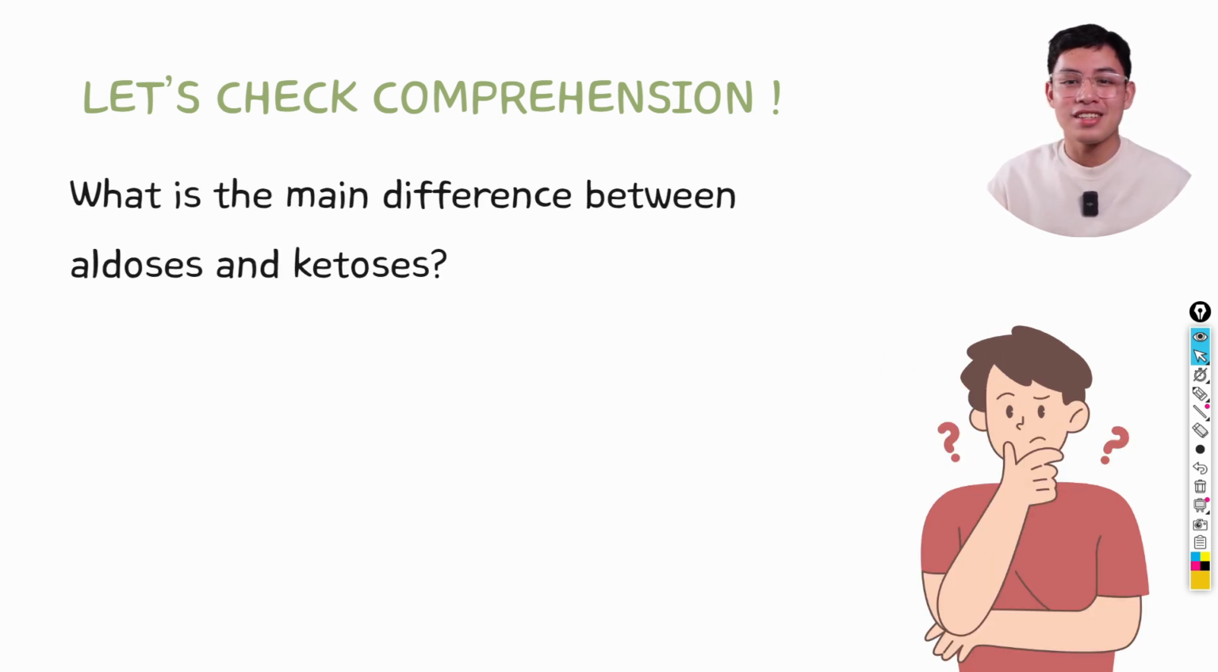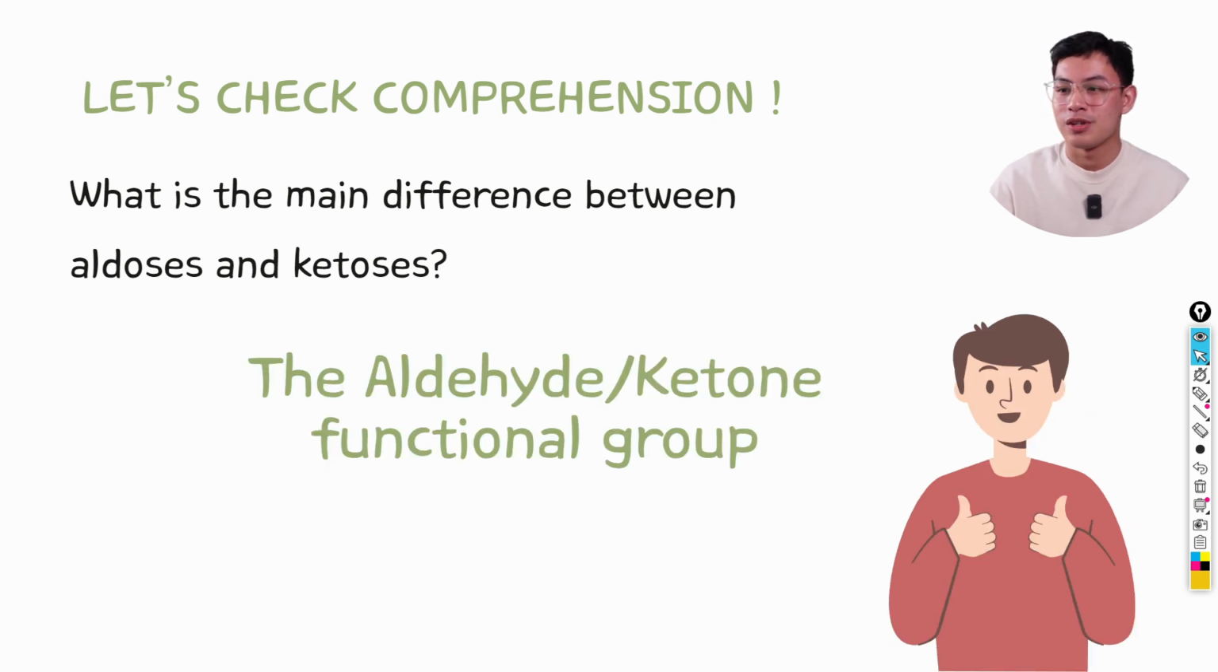Here, what is the main difference between aldoses and ketoses? So we discussed this earlier as we were looking at the family trees of both aldoses and ketoses. And the main difference, again, is their functional group, which is either the aldehyde or the ketone functional group.